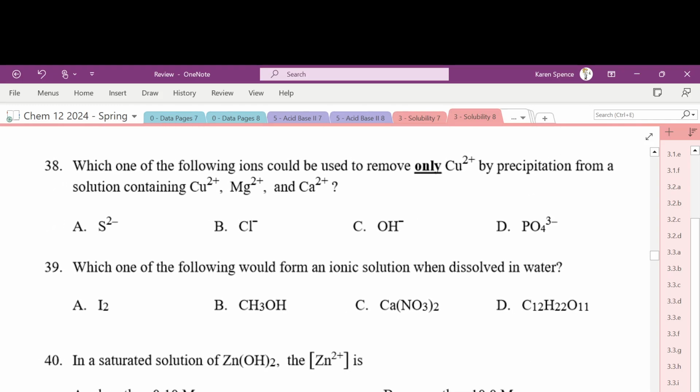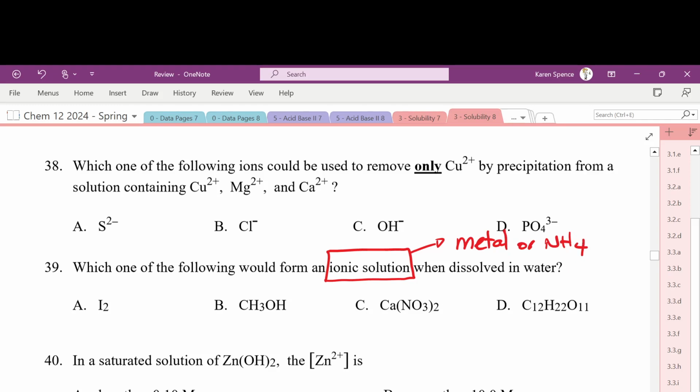39. Which of the following would form an ionic solution? How do you know you have an ionic solution? Metal or NH4? Who has a metal or NH4 at the start? That would be C. And that's it.